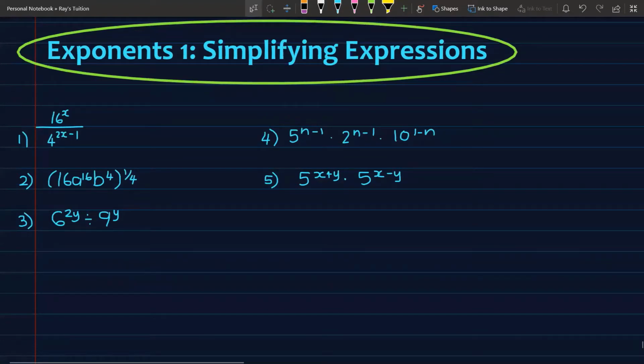Everybody, and welcome to this first video on exponents. We're going to have a look at simplifying expressions.